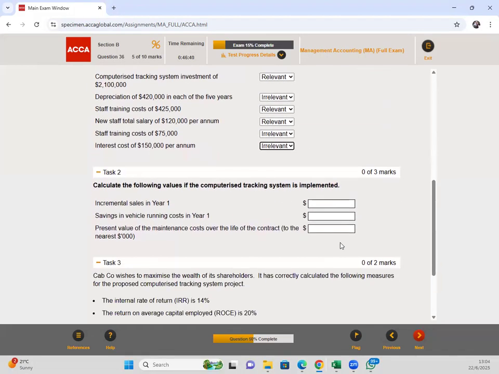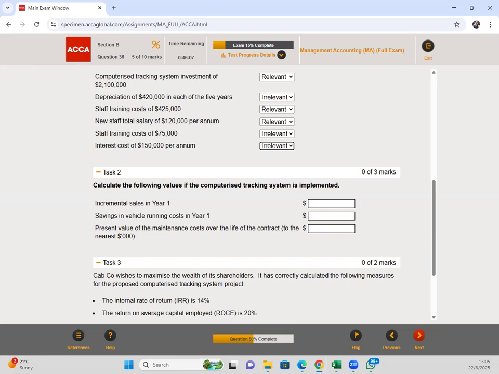So now let's move on. Calculate the following values if the computerized tracking system is implemented. The incremental sales. So if we are to go ahead with the computerized tracking system, the incremental sales, we are saying the sales are going to increase by how much? So the incremental sales, provided that the system has been implemented.